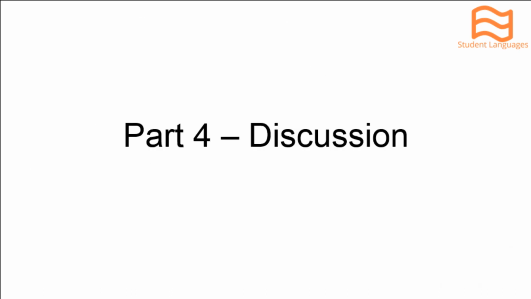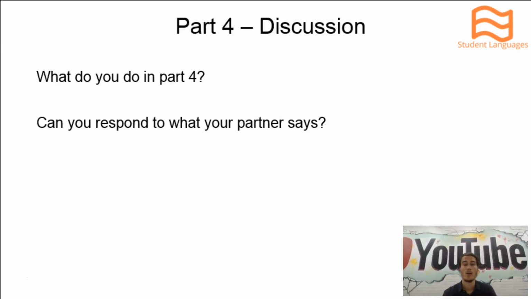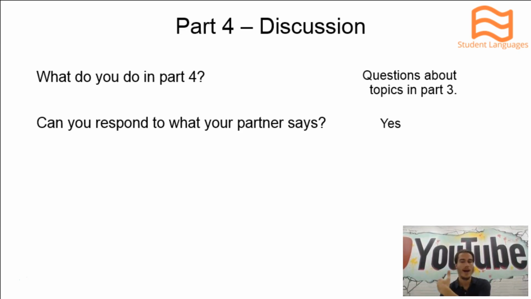And finally, let's have a look in a bit more detail at part 4, which is the discussion. So what do you do in part 4? If you can remember, you have questions that are related to the topic in part 3. So the examiners will ask you questions related to the topic from part 3. If they ask your partner a question, or the other candidate a question, can you respond to what the other candidate says? Yes, you can. And that's a good thing to do. Again, it shows your interaction abilities with the other candidate.